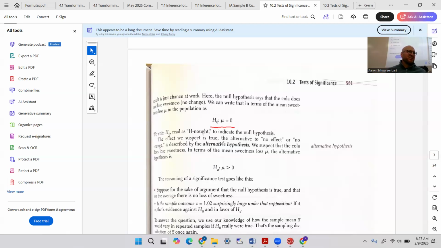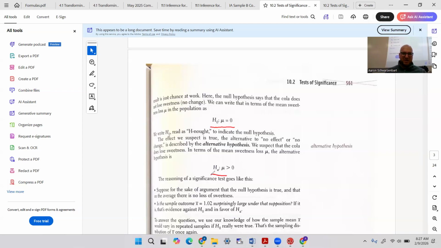Maybe a sweetness loss of one, you're like, yeah, that's fine. Most people won't notice much of a difference, whether it's a month old or 2, 3, 4 months old. That this is an acceptable amount of loss. But what we're testing here is, is this enough to say it did lose?